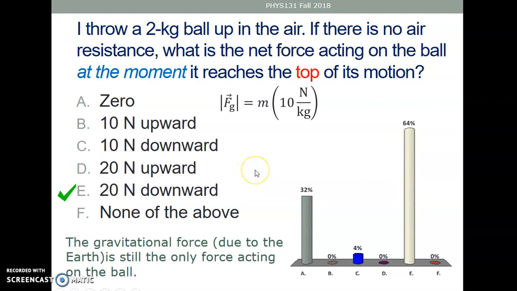Okay, so the gravitational force is still the only force acting on the ball. It's the only force acting on the way up. It's the only force acting at the tippy top of its flight, and it's the only force acting on the way down.